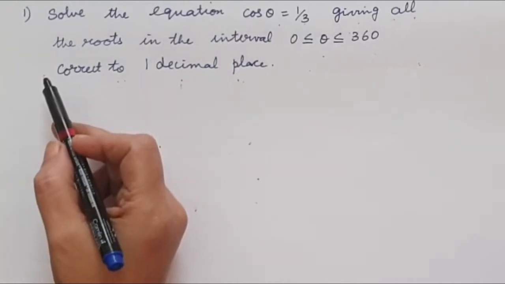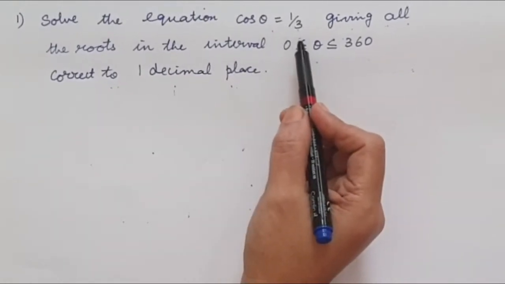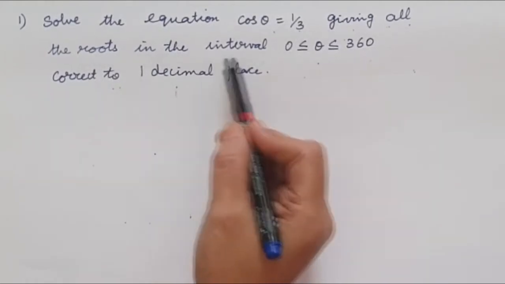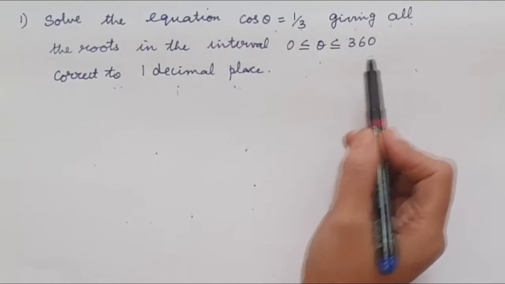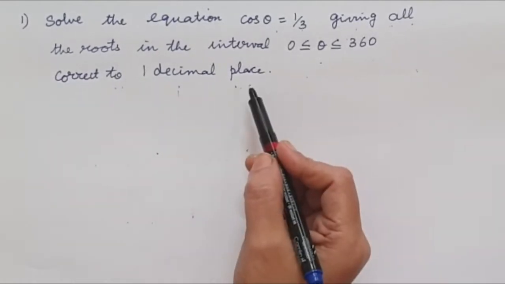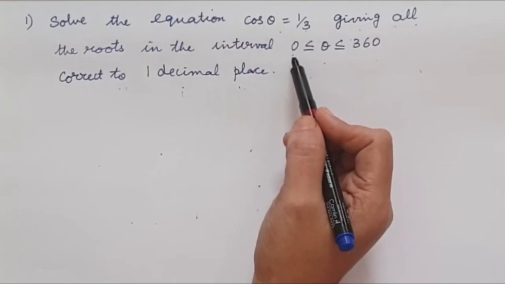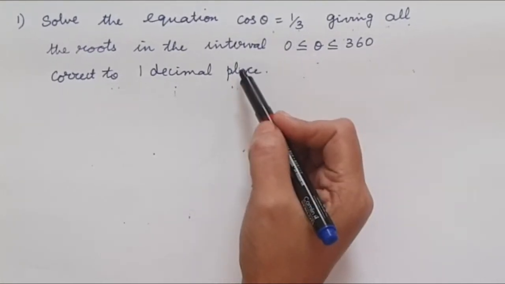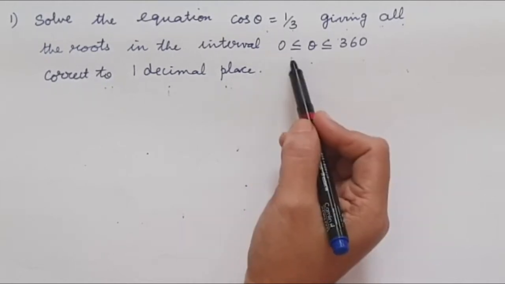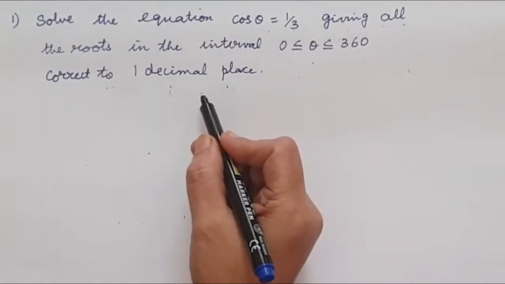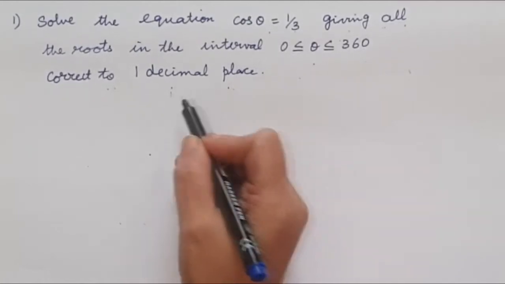Our first question: solve the equation cos theta equals 1 over 3, giving all the roots in the interval 0 less than or equal to theta less than or equal to 360, correct to 1 decimal place. There are many ways of solving the equation. You can just use the graph and solve it, or we can use a calculation format to solve this equation. Before solving this question, let us see how to use the calculation format and then come back.